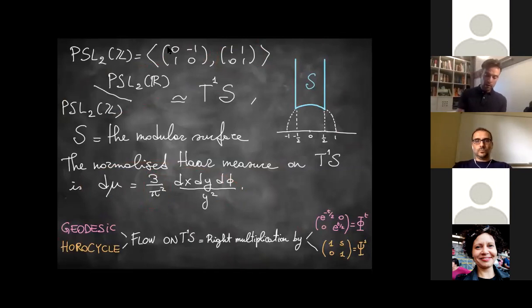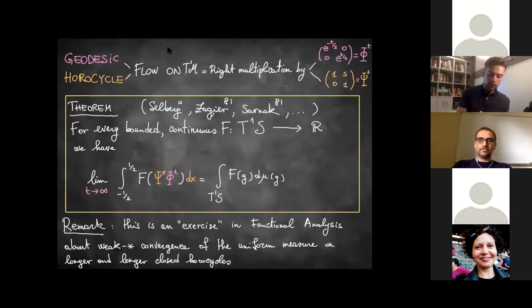So now on this object, on the T1 of S, there are two natural flows to consider. Remember, I like to take my quotients on the left, and so I need to act on the right. Since I've taken the quotient on the left, my flows will be obtained by a right multiplication by a certain element. The geodesic flow will be the multiplication on the right by this pink matrix, and the horocycle flow will be by this one. So these are classical objects. Here I just recall these objects.